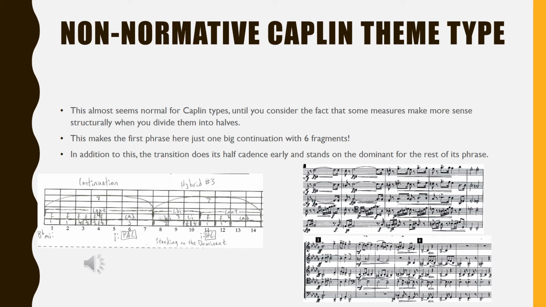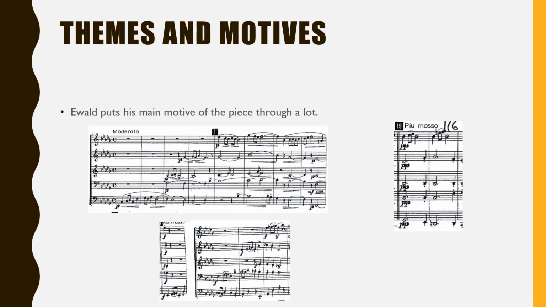And another interesting thing that Ewald does here with this last phrase was that instead of putting the half cadence at the end where the cadential idea was, he puts it where the first fragment is. And so for those whole last 4 bars, the half cadence has already happened. And what we're experiencing there is standing on the dominant, essentially. The tuba player just is belting out a bunch of dominants right there. And so the half cadence happened early, and we're standing on the dominant to the end of that phrase.